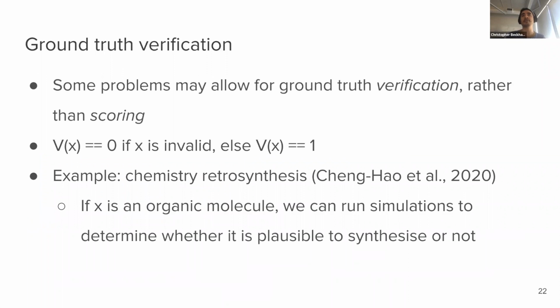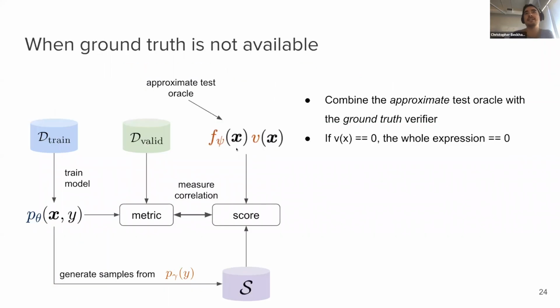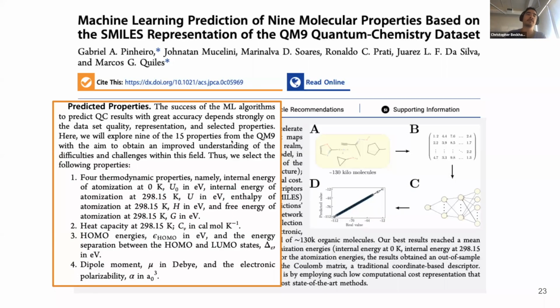So anyways, in this case, if phi is approximate, but we multiply it by this verification and we just assume that this is a ground truth verifier, then basically this is going to be 0 for any x that's invalid. What I'm proposing here is that if you have a verifier, you should fold it in and just multiply it with the approximate test article. I don't know if there are any papers on this. I was speaking to Cheng Hao, and I think he was doing something similar.